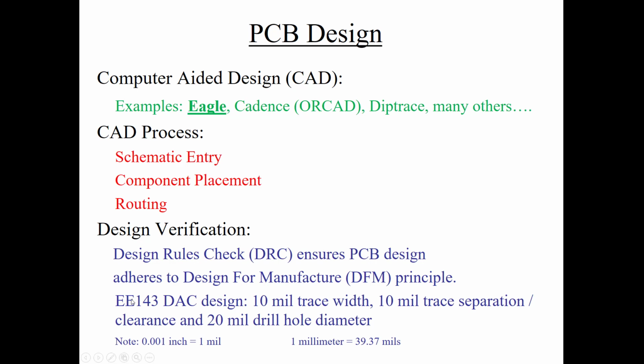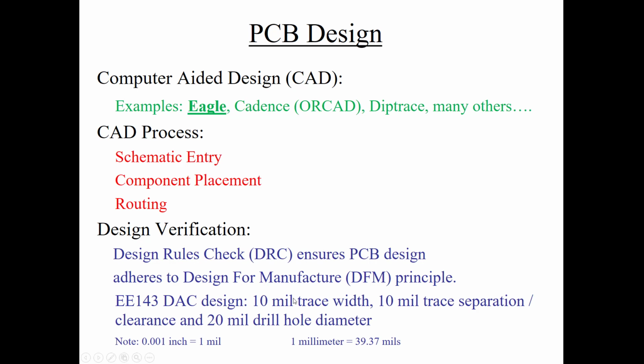So for the lab, the EE143 PCB design that you'll be doing, now you're not doing a DAC design, you're actually doing continuity tester design, but we still want you to use these criteria that we have listed here. You want 10 mil trace width, 10 mil trace separation, and 20 mil drill hole diameter. Now a mil is 1/1000th of an inch. Okay, so 1 mil is 0.001 inch. Another useful conversion is over here. A millimeter is a little over 39 mils.